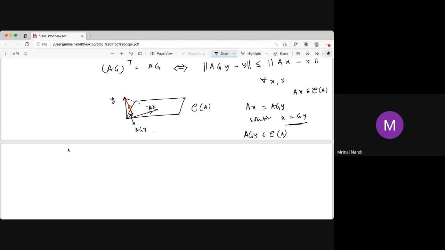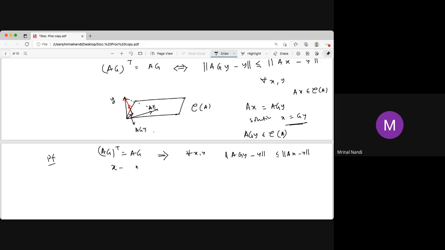So what is the proof? The proof is going like that. We have first proved that if AG transpose is equal to AG, then this will have the minimum. So this implies that for all x, y, in whatever suitable order, the norm of AGy minus y is less than or equal to the norm of Ax minus y. So this is what we have to prove.